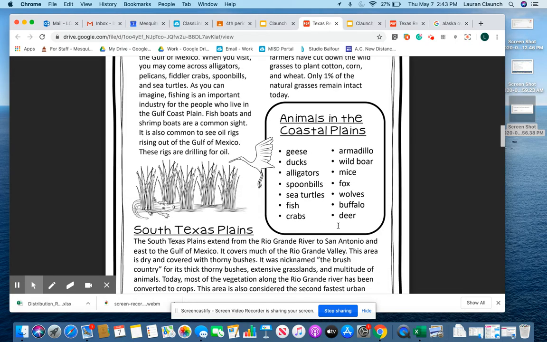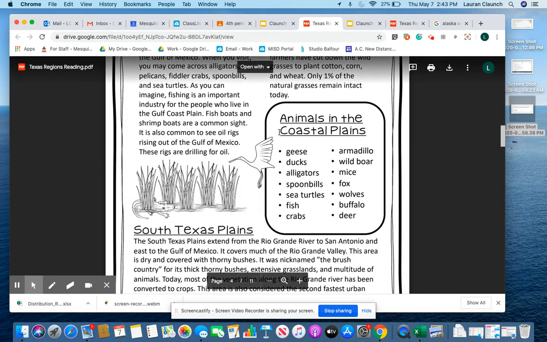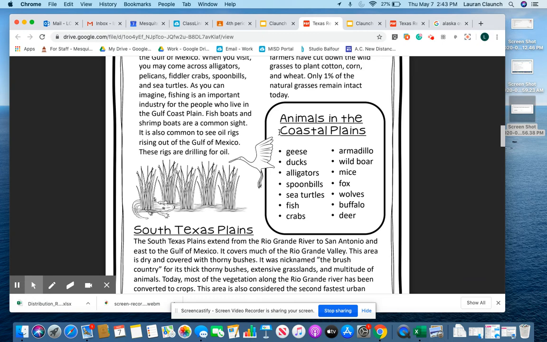And then over here, it talks about the animals of the coastal plains. Thinking about this, do you think that the animals in the coastal plains are going to be the same type of animals that are in the mountain and basin regions where there's mountains? No. And why? Things like sea turtles, fish, obviously, are going to be in the coastal plains region because it's by the coast and by the sea.